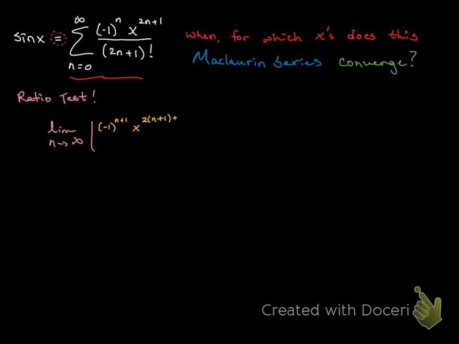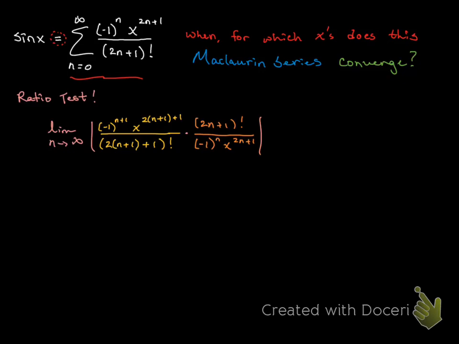The n plus 1 term, I take every n in my series and replace it with an n plus 1. So the first time we see this happen is in this x to the power 2n plus 1. I'm replacing n with n plus 1. So I see 2 times n plus 1 plus 1. That's going to happen again in the denominator. 2n plus 1 factorial becomes 2 times n plus 1 plus 1 factorial. Times the reciprocal of the nth term. I just rewrite what's in my series there, but upside down. 2n plus 1 factorial divided by that term there.